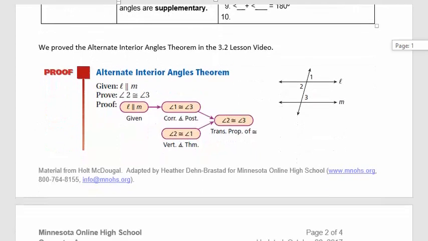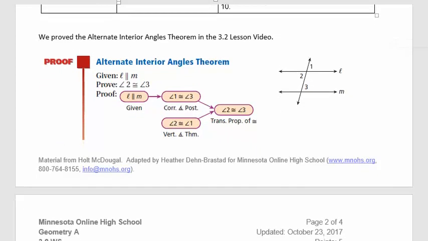Okay, here's a proof of the alternate interior angles theorem. And we prove it also in the video, so you can go back and watch that. But this is how we proved it. We started with that we know that line L is parallel to line M, which they mark with these lines once you know they're parallel. And then we have to prove that angle 2 is congruent to angle 3.